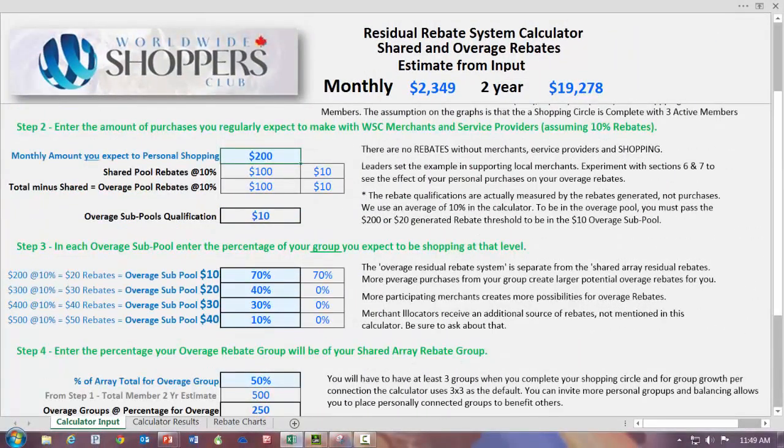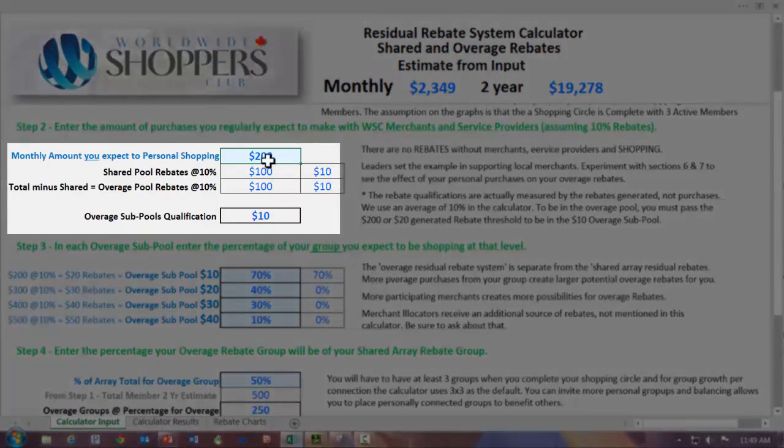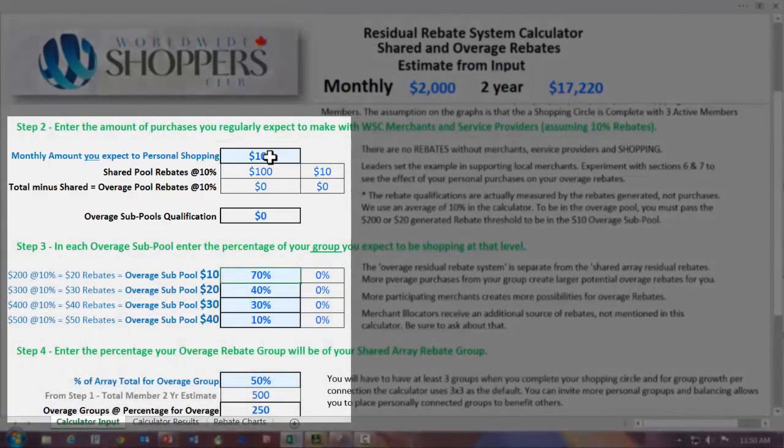But just before we do that, so we can do an overall overage shopping comparison, let's go back and bring your shopping level down to 100 so you're not in any overage subpools. And then we can build back up again. Now the nice thing about this is that it's not really a large shopping group size, and the shared array rebates are right at an even $2,000. So we can easily see and calculate the differences as we get into the different overage shopping subpools.